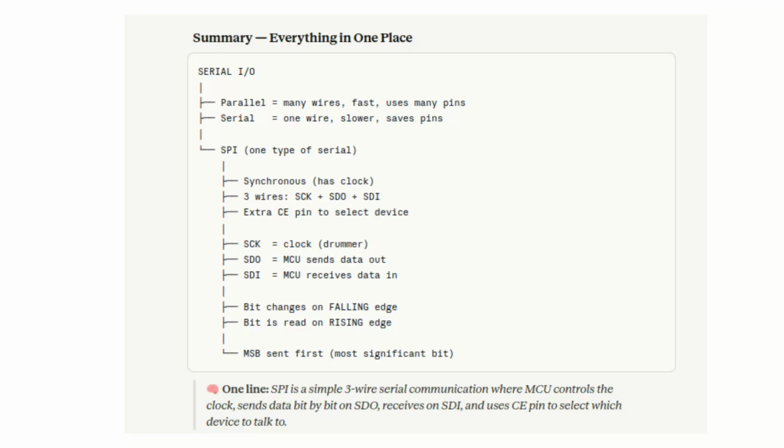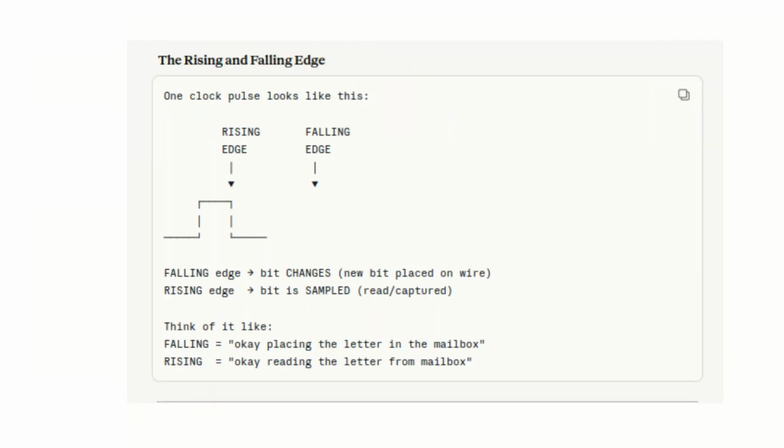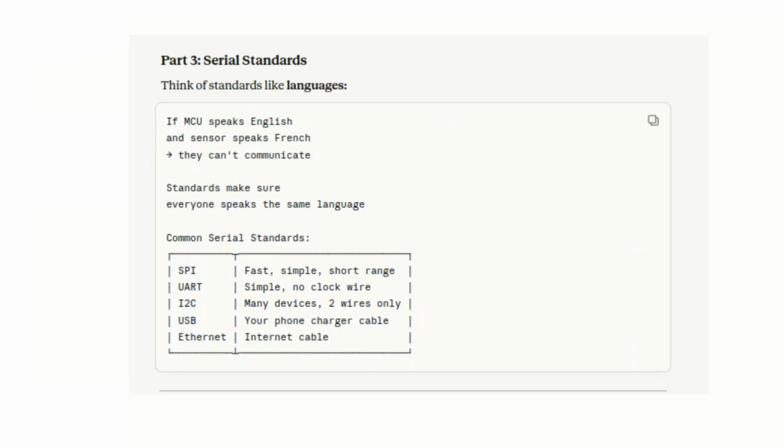For communication purposes we have common serial standards between the MCU and the external device. We have said that we will use serial standards, but what are the different serial communication types? We have SPI, UART, I2C, USB and Ethernet.